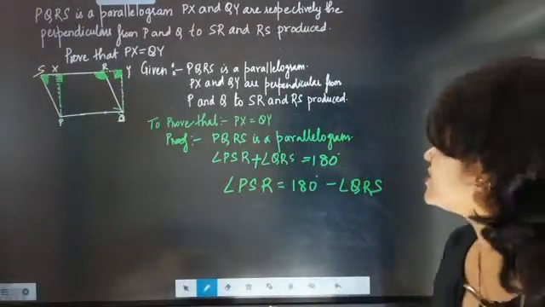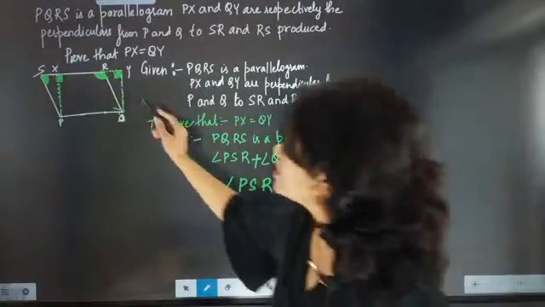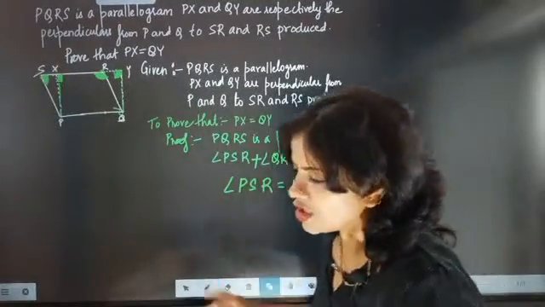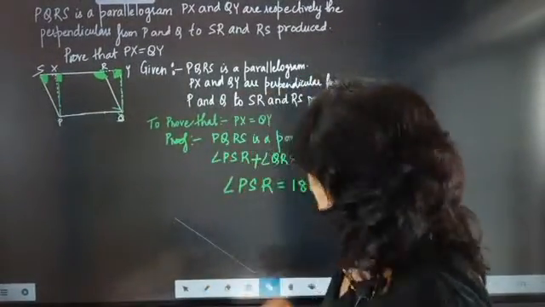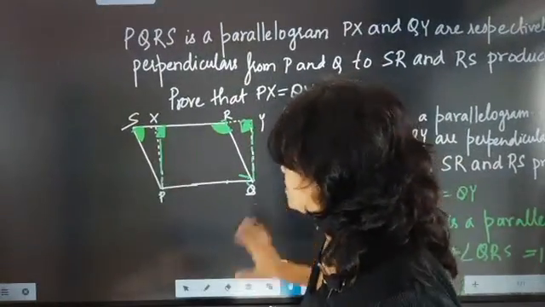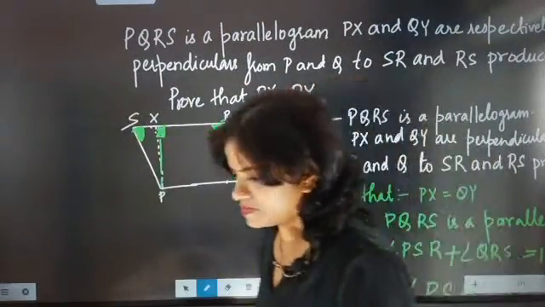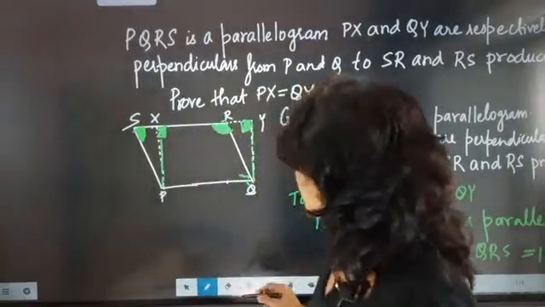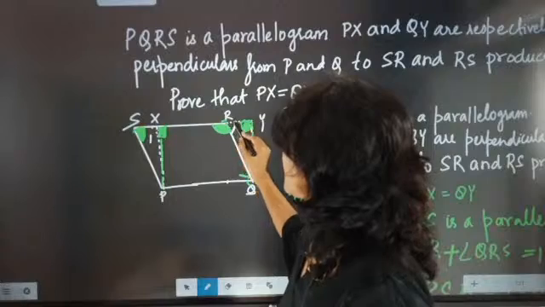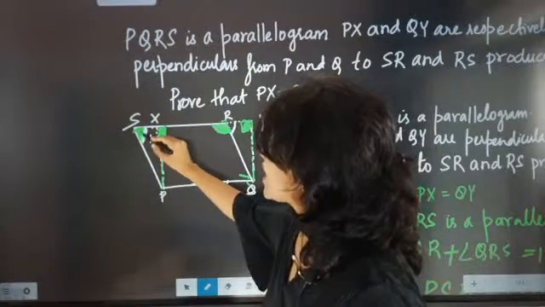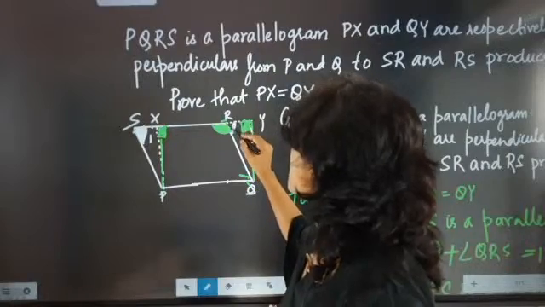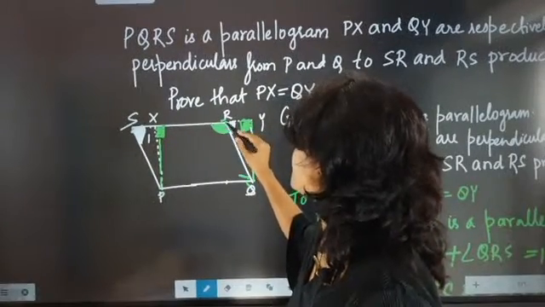But what are we needing exactly? We are needing exactly this angle. So now my strategy is to make angle 1 equal to angle 2. Here this is angle 1 and this side is angle 2. So I have to make this angle 1 equal to this angle 2.